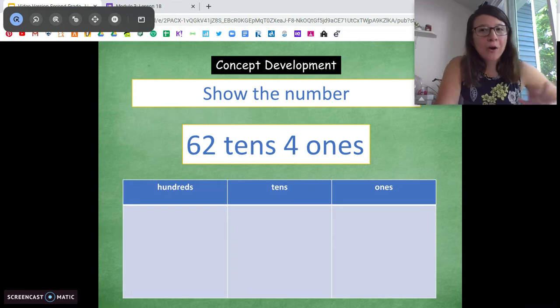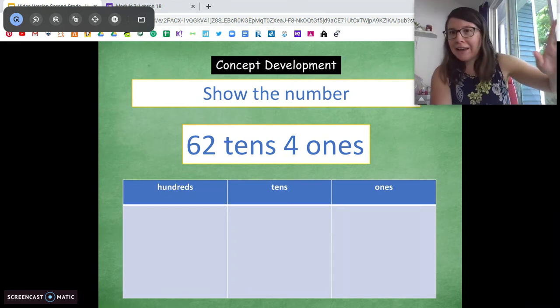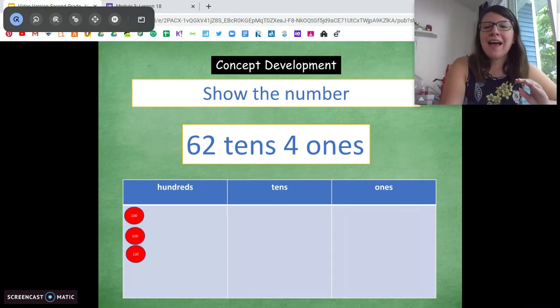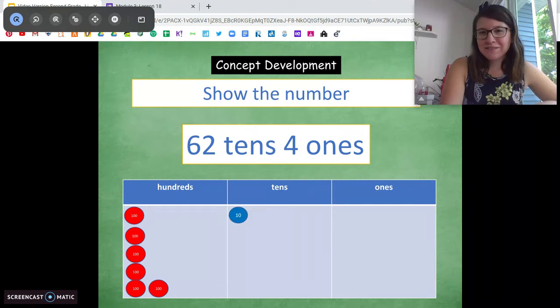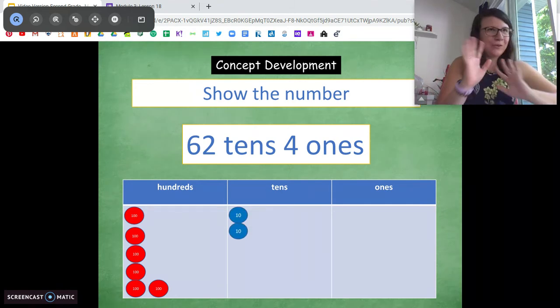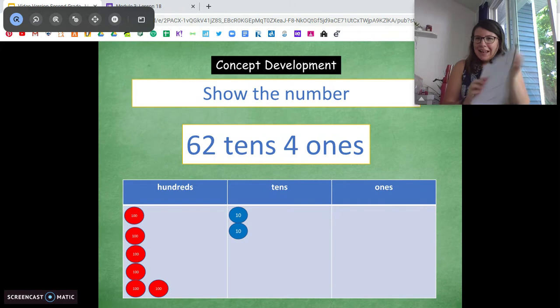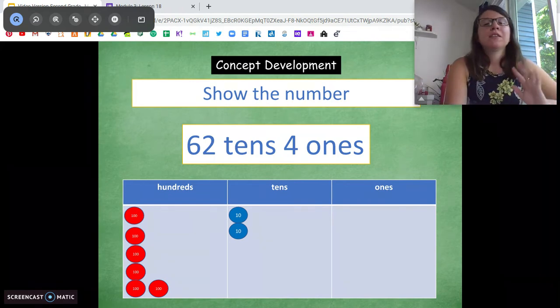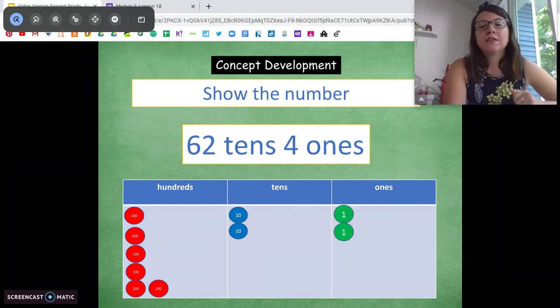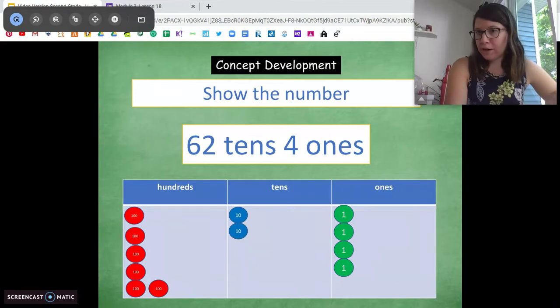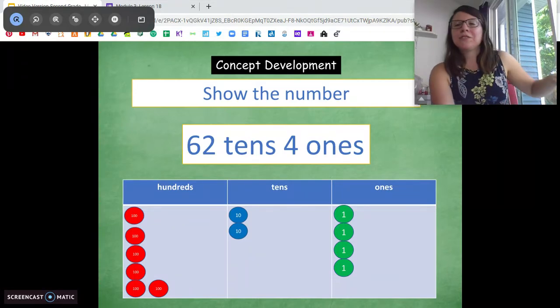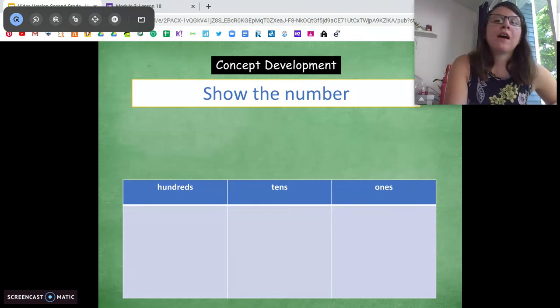Ready? So if you did 62 tens, fine, but it should have 6 hundreds and 2 tens. Break it down so you don't have to do 62 different little chips on your place value board. So we have 600, 2 tens, 4 ones. What number is this? 624. Awesome job. All right.